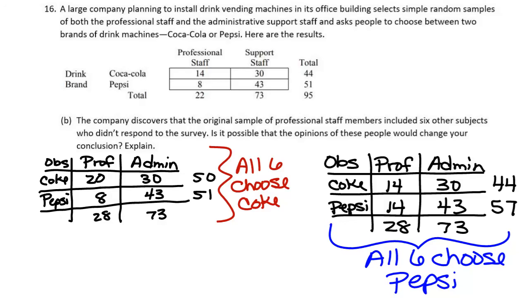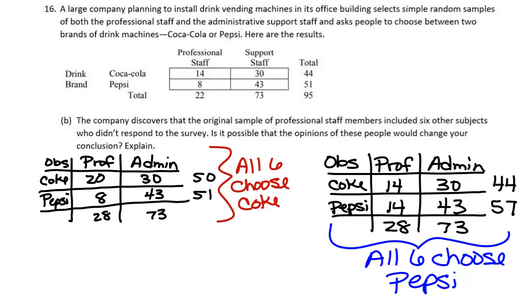I would make 2 more tables for this. What are my expected counts if all 6 chose Coke? What are my expected counts if all 6 chose Pepsi? And I would run a chi-square again and find a p-value again. I don't have to do the whole formal thing. I can do this all just in my calculator, because they didn't ask me to rerun the whole test for them here, but that's what I would need to do.